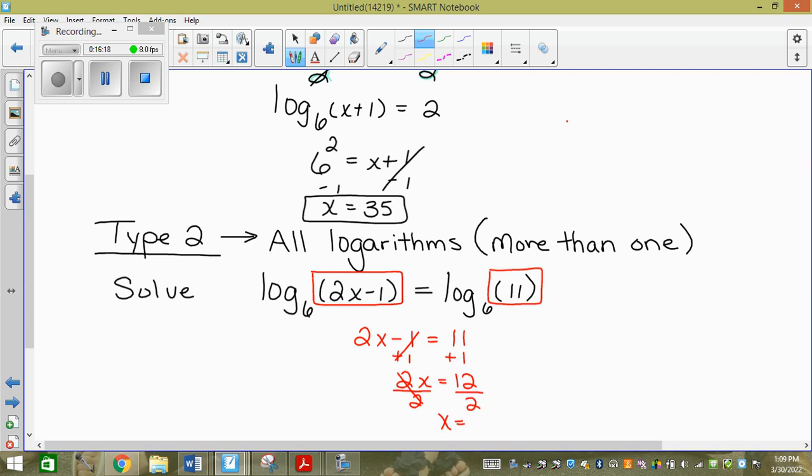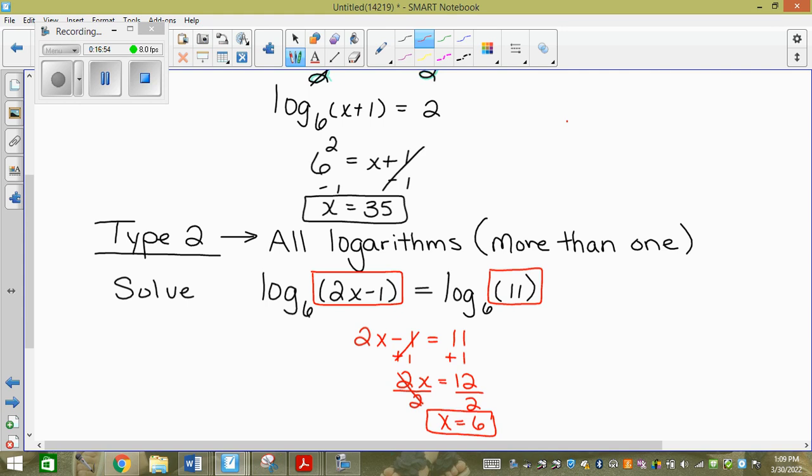X equals 6. Now, whenever you have logarithms, you always have to check to see if your answer works or if it's extraneous. Why is that? Because you cannot have a negative or a 0 beside a log. So when you plug your solution back in, if it gives you a negative beside a log, it's actually extraneous. It doesn't exist. So when I plug the 6 back in here, I'm going to get 2 times 6, which is 12, minus 1, which is 11. Log base 6 of 11. That's fine. They equal even, right?